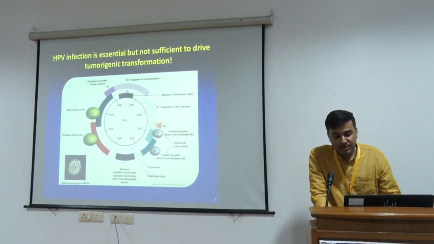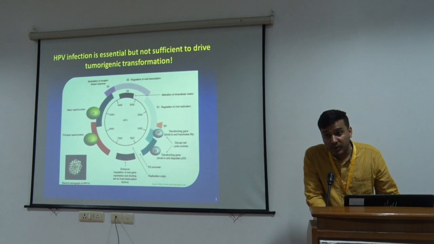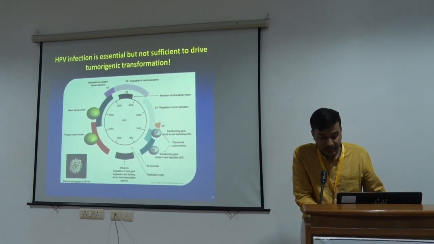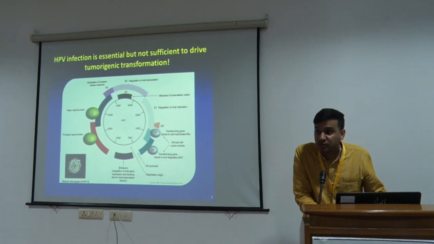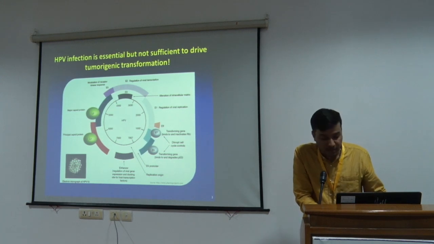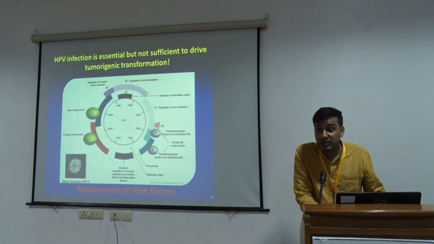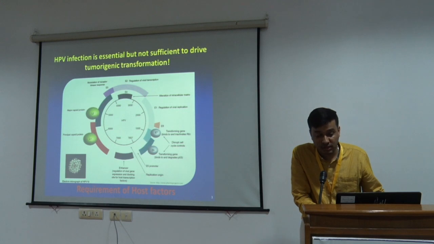If you look into the biology of this virus, there are two proteins, E6 and E7. Those are the oncogenic proteins. They cause the immunogenic transformations in the host microenvironment. The virus alone is not capable of doing this whole event. There is involvement of certain host transcription factors.